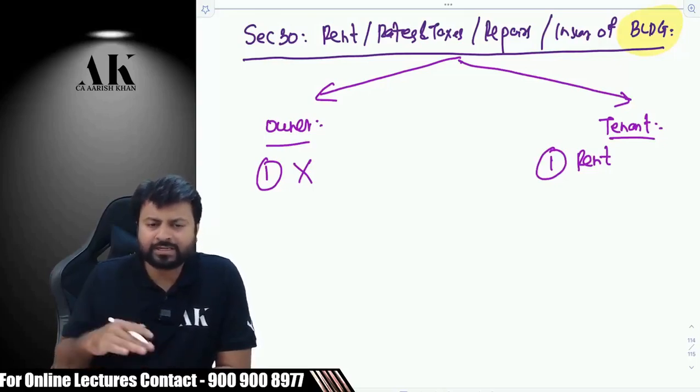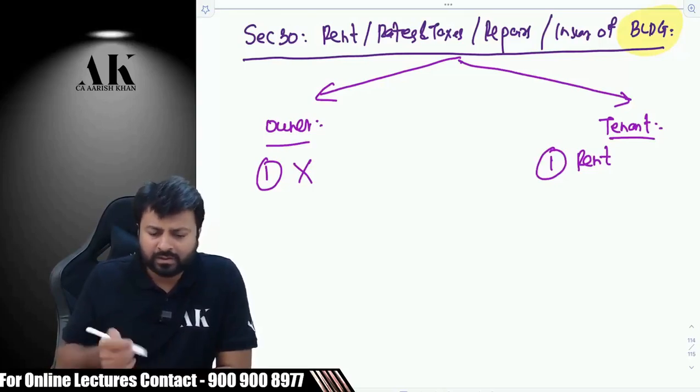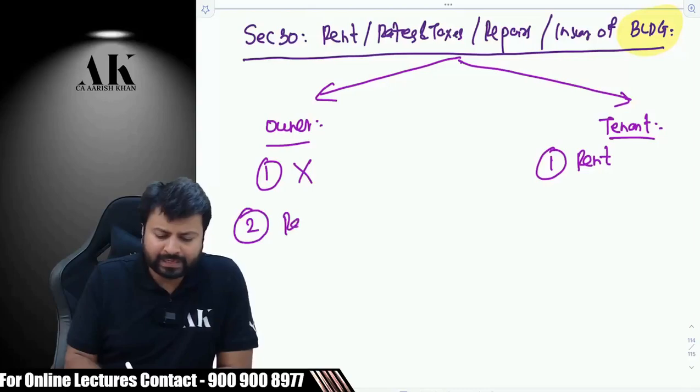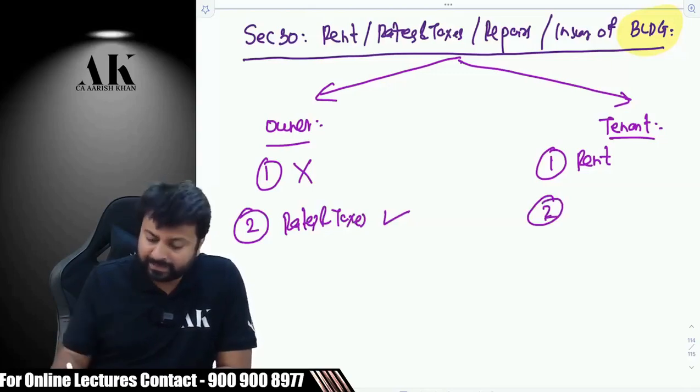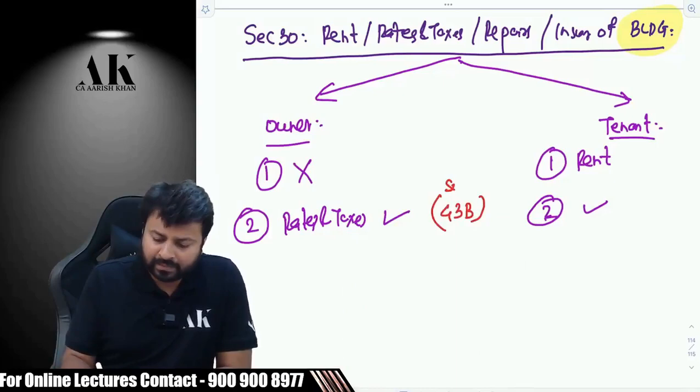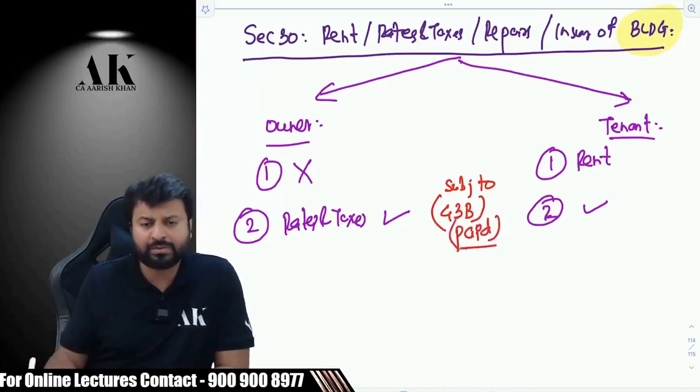Yes, the rest of the three expenses will be available to both of them. Second, if I am an owner and if I pay rates and taxes, then I will get deduction. Secondly, if I am a tenant and if I pay rates and taxes, then I will also get deduction. But there is only one condition that you have to keep in mind, that rates and taxes are allowed subject to 43B. And if it is subject to 43B, it means it will be allowed if you have actually paid to the government. Otherwise, it won't be allowed.